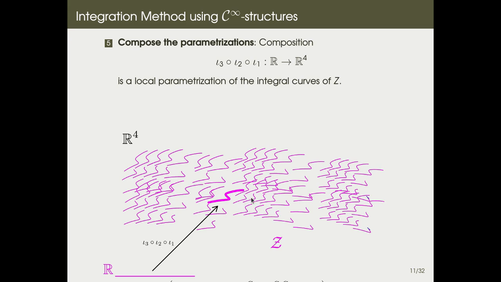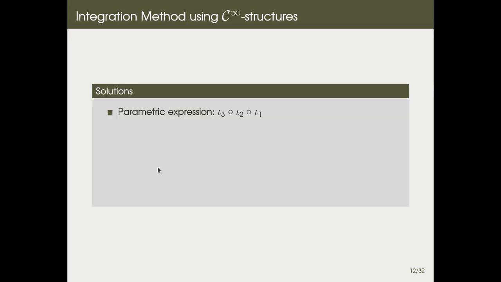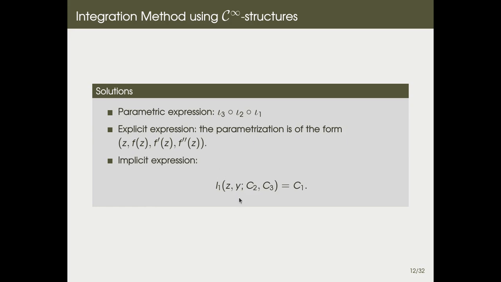Prolongation in the jet space. Indeed, once we have this parametric expression, if it is of the form (x, f, f prime, f second), we have the solution of the ODE, and anyway, at least the last expression I1 equals C1 is an implicit expression for the solution.